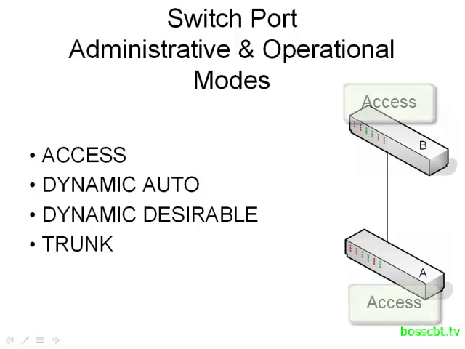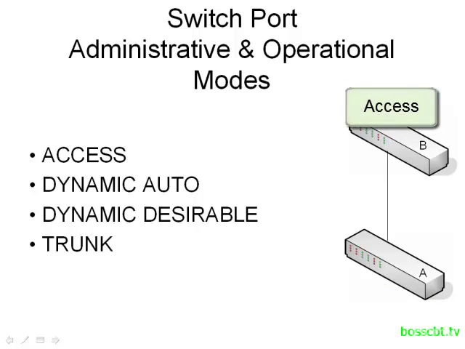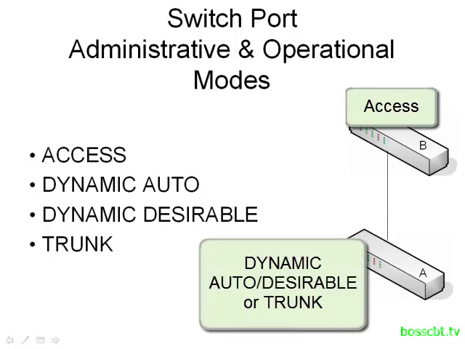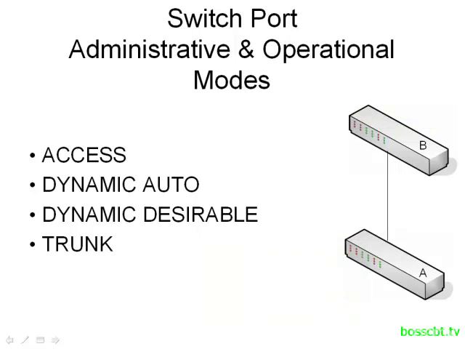If switch B and switch A are both configured as access ports, well, you're going to get an access port. If switch B is configured for an access port, no matter what configuration command you put on switch A, you will not get a trunk. Doesn't matter if you go dynamic auto, desirable, or trunk.